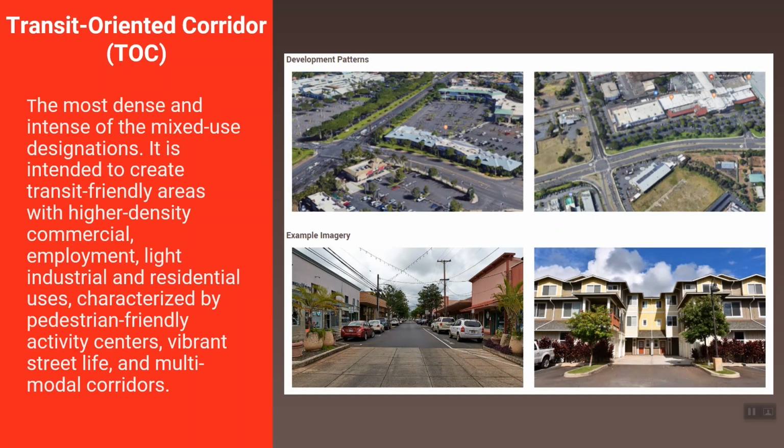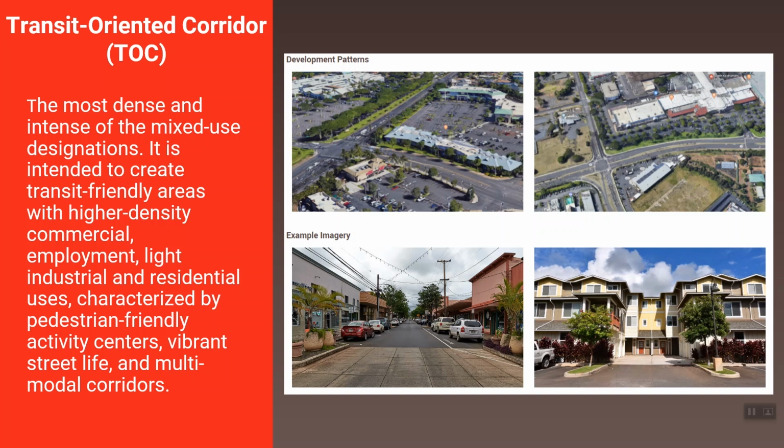Transit-Oriented Corridor is the most dense and intense of the mixed-use designations. It is intended to create transit-friendly areas with higher density commercial, employment, light industrial, and residential uses, characterized by pedestrian-friendly activity centers, vibrant street life, and multimodal corridors. In transit-oriented corridor, you might live in an apartment or townhome and take the bus to work, kids may ride bikes to school, and families can walk to the park or a cafe. Potential examples are Ka'ahumanu Avenue and Lahaina Gateway area.